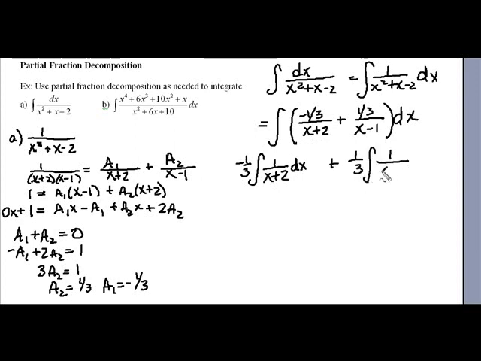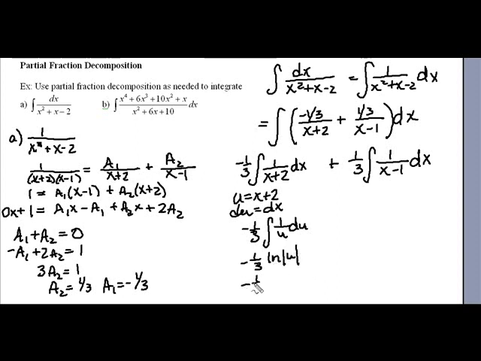And so on the left here, letting u equal x plus 2, du will equal dx. And so we're going to have negative 1/3, the integral of 1 over u du, which is the natural log of u. So we have negative 1/3 natural log of the absolute value of u. Putting in our u, we have negative 1/3 the natural log absolute value of x plus 2.